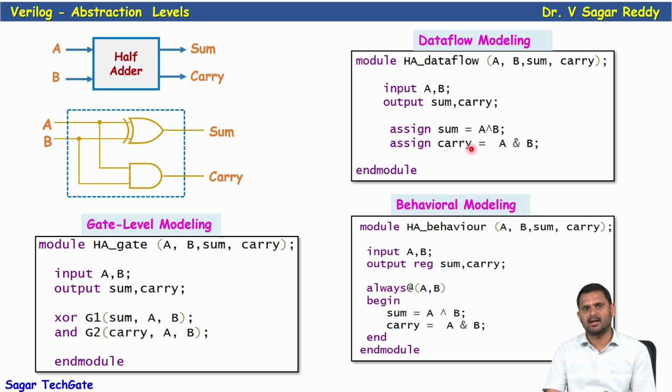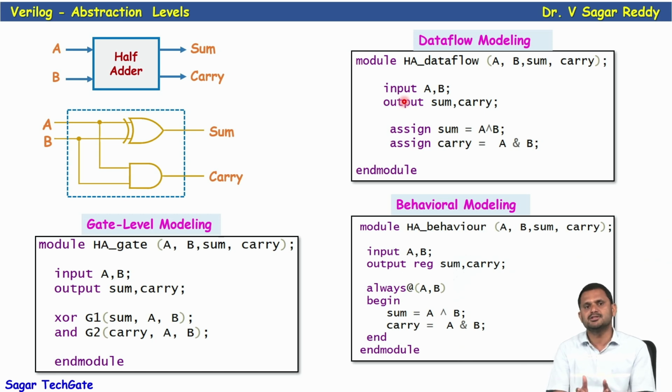Whereas in data flow modeling, we'll use a continuous assignment statement, using the keyword assign. So same module of adder, with the input and output port declaration. Now we'll use this continuous assignment statement: assign sum equal to A XOR B. In data flow modeling, we just write a Boolean expression.